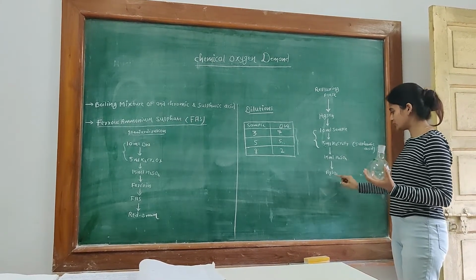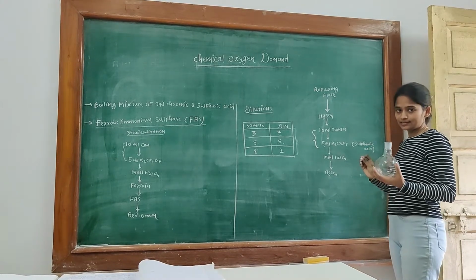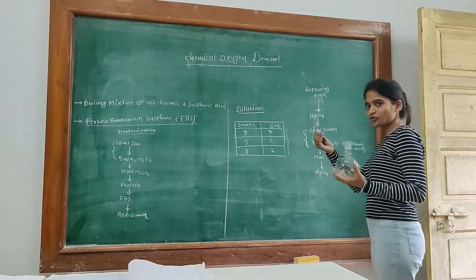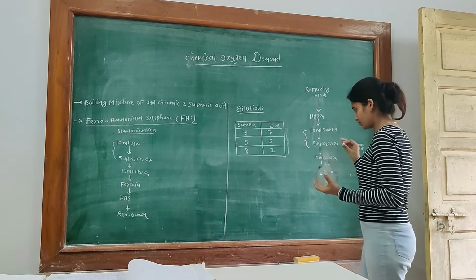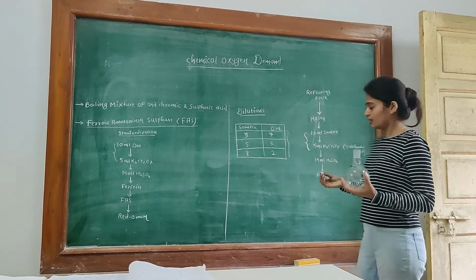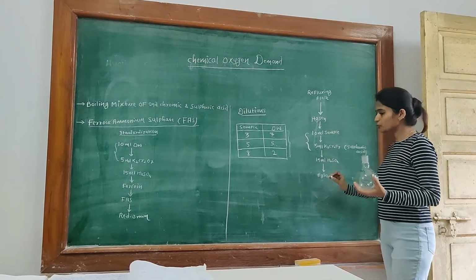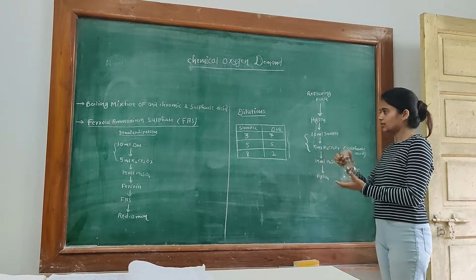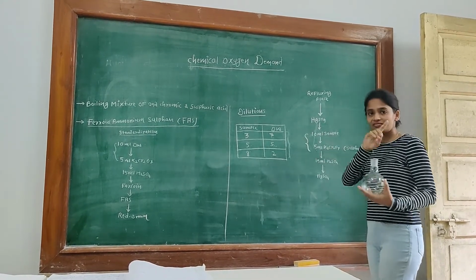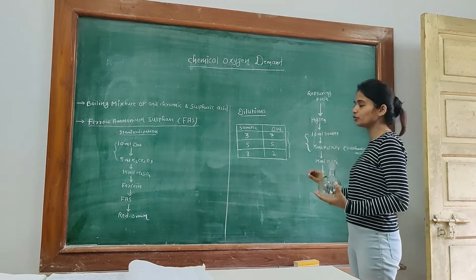Then you will be adding Ag2SO4 as a catalyst. The function of the catalyst I won't be describing here, you know that. After this you need to keep all these flasks of all dilutions as well as the blank. Even here you need to perform a blank.